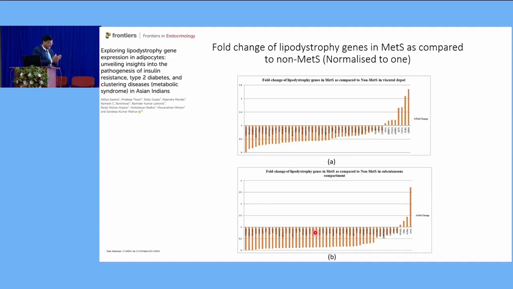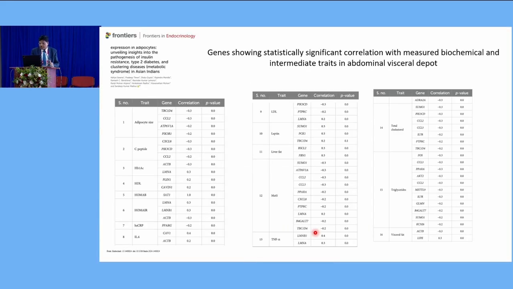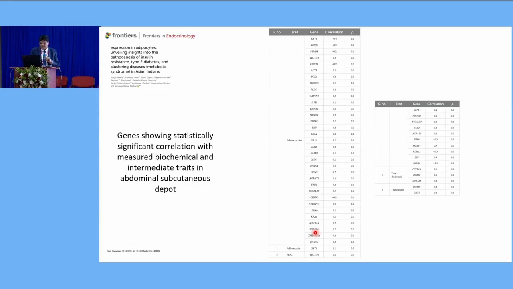It is right. What is the cause? That is a second story. But at least functional lipodystrophy exists in our T2DM patients. Number two, not only this, their expression correlates with your intermediate phenotypic traits also. So these are the traits and their associated genes.